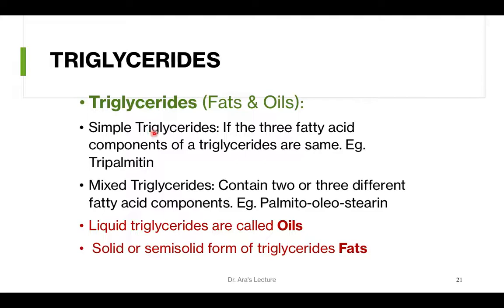Triglycerides: simple triglyceride and mixed triglycerides. A simple triglyceride is one where the 3 fatty acid components of a triglyceride are the same, for example tripalmitin, the example we showed. A mixed triglyceride contains 2 or 3 different fatty acid components, palmito-oleostearin, for example. Liquid triglycerides are called oils. Solid or semi-solid forms of triglyceride are fats.